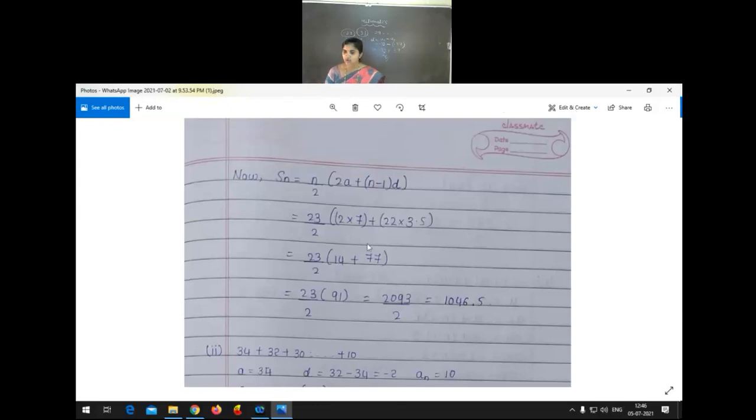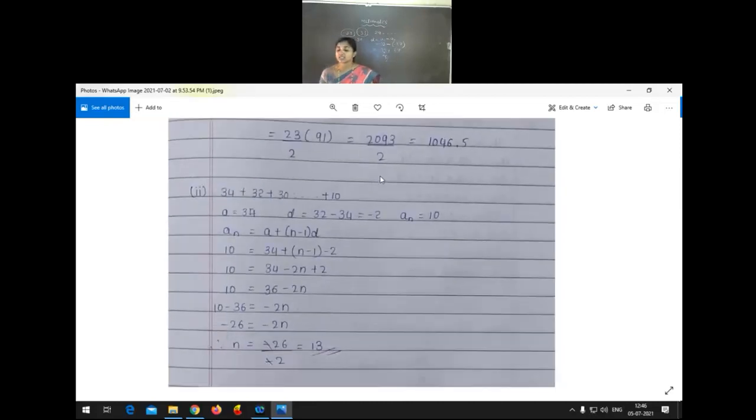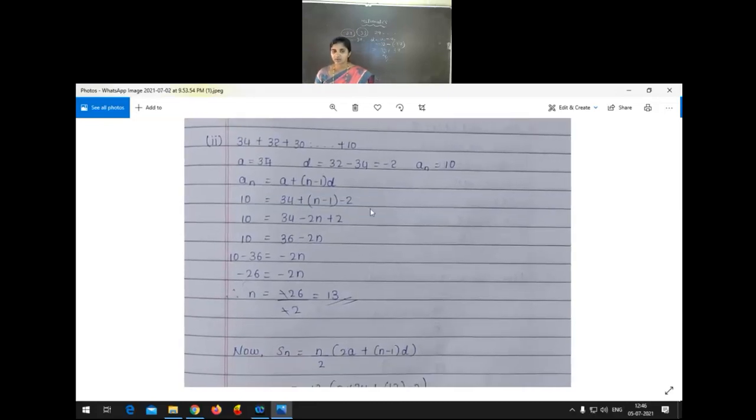So you can use Sn is equal to n by 2 into a plus an, or Sn is equal to n by 2 into 2a plus n minus 1 into d also. Got the idea of this one now? Yes, we are moving to our next problem. If you are facing any confusion, then you can send a message. Don't hesitate to send the message. If you need the explanation again, you can ask in the chat box.